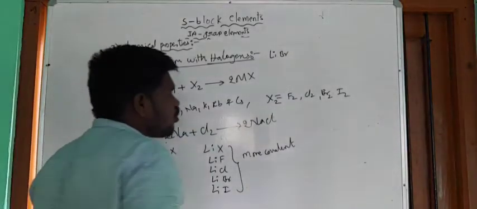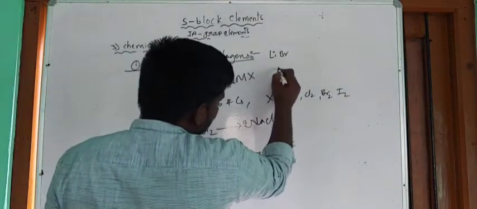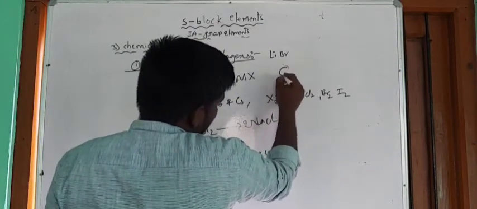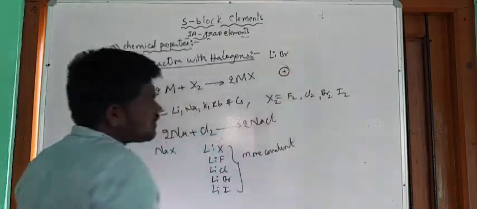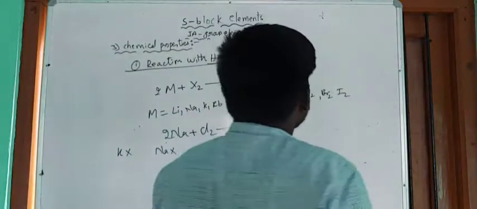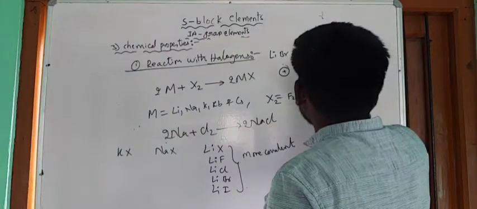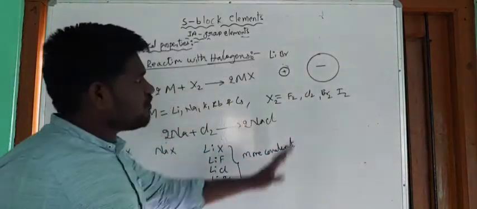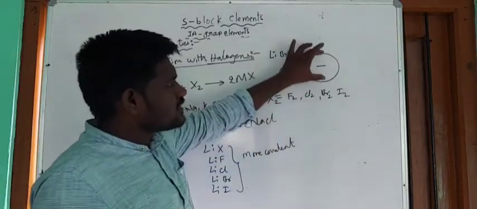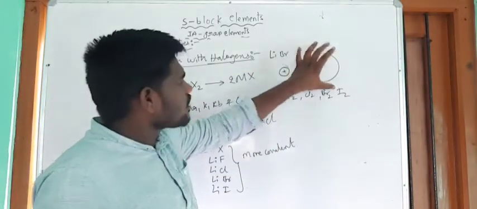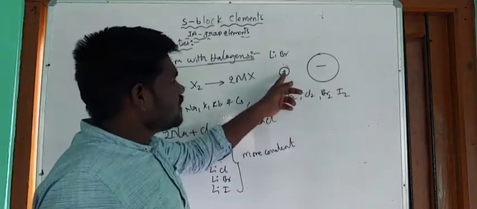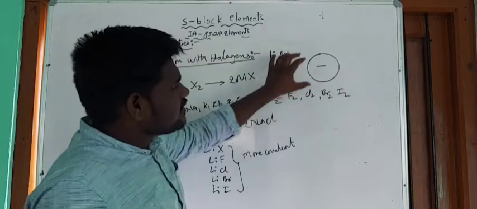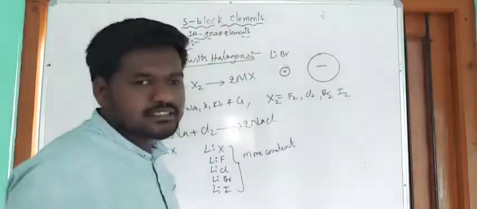In this lithium bromide formation, first Li converts into Li plus. The size of Li plus is very small, it is present like this. And Br converts into Br minus. This is the size of the Br minus. Before they interact together, this is in symmetrical form. Now when this lithium ion approaches the Br minus, a distortion takes place.